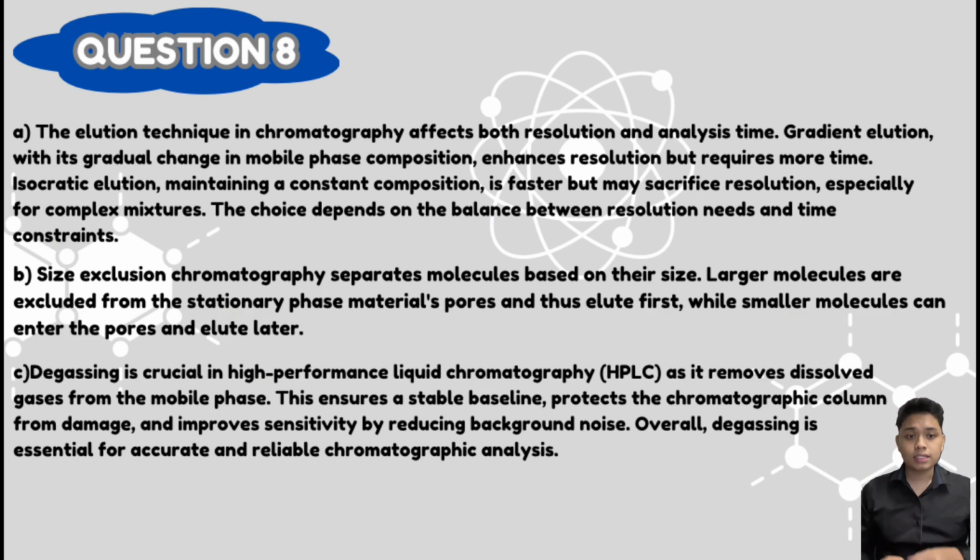For the answer for B, size exclusion chromatography separates molecules based on their size. Larger molecules are excluded from the stationary phase material pores and thus elute first, while smaller molecules can enter the pores and elute later. For question number C, degassing is crucial in high-performance liquid chromatography as it removes dissolved gases from the mobile phase. This ensures a stable baseline, protects the chromatographic column from damage, and improves sensitivity by reducing background noise. Overall, degassing is essential for accurate and reliable chromatography analysis.